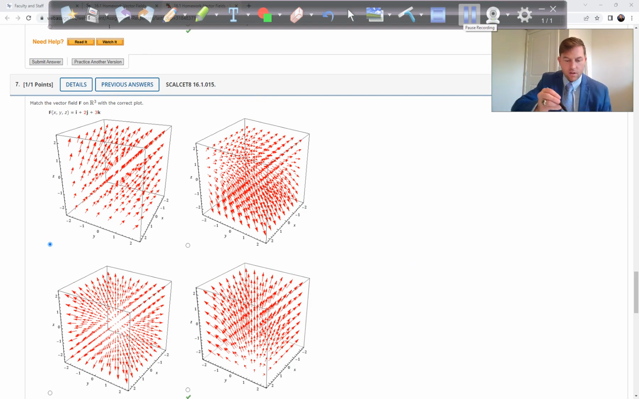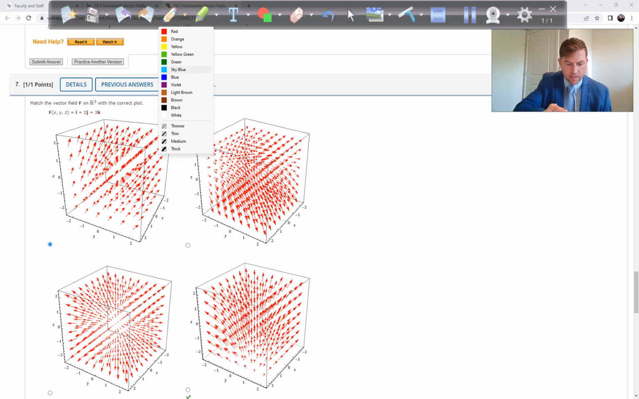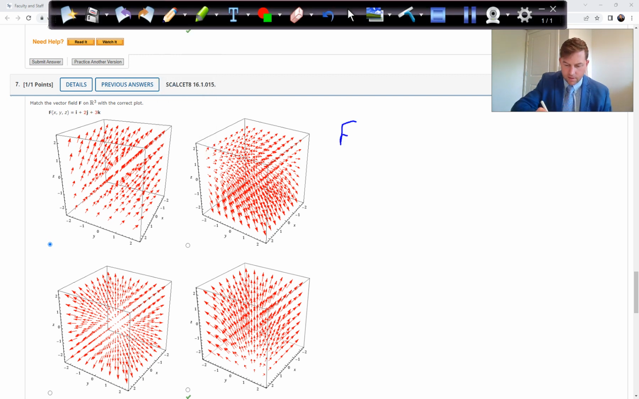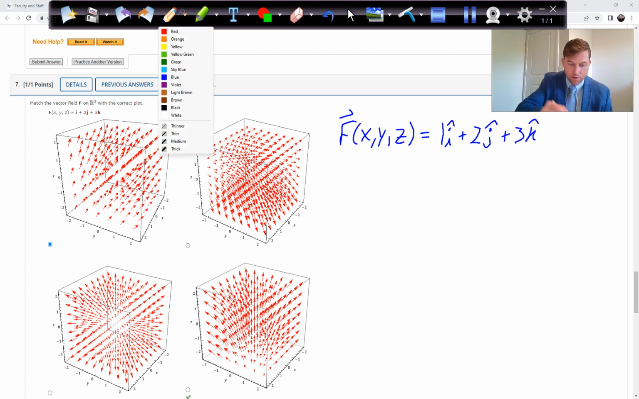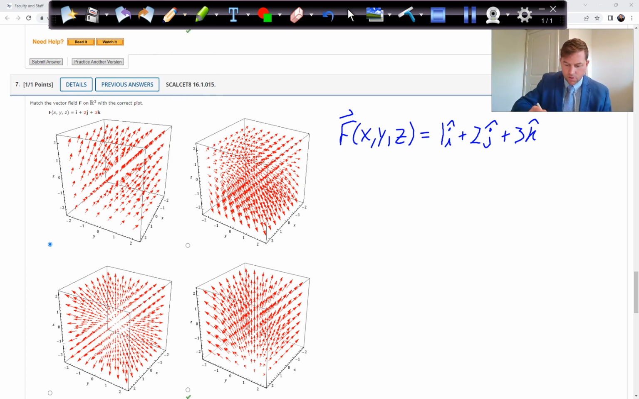Okay, for 7, it's a constant vector field. So the vector field F(x, y, z) is equal to 1i plus 2j plus 3k. And so at any point x, y, or z, it's going to have the same arrow. So let's see if we can draw this.